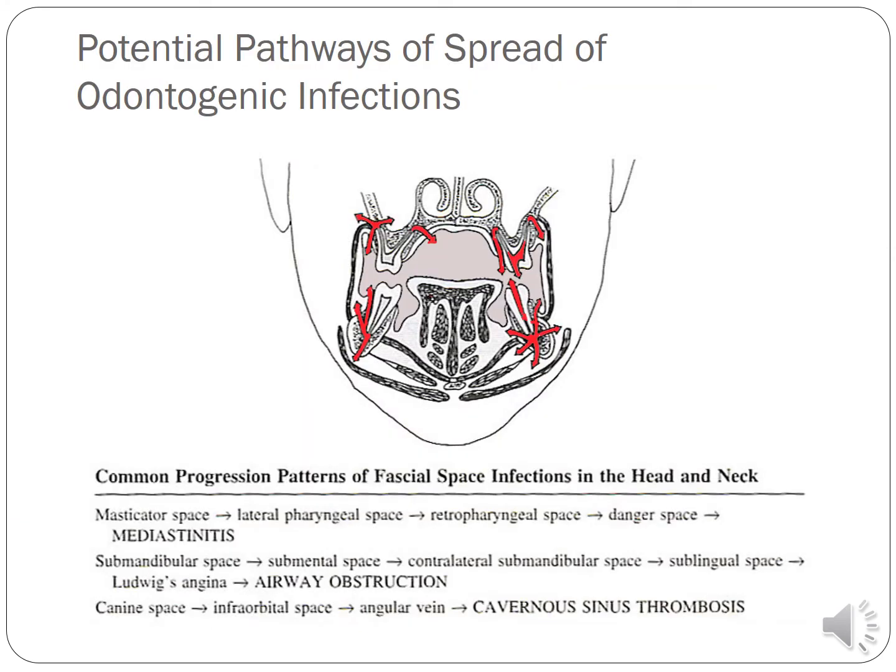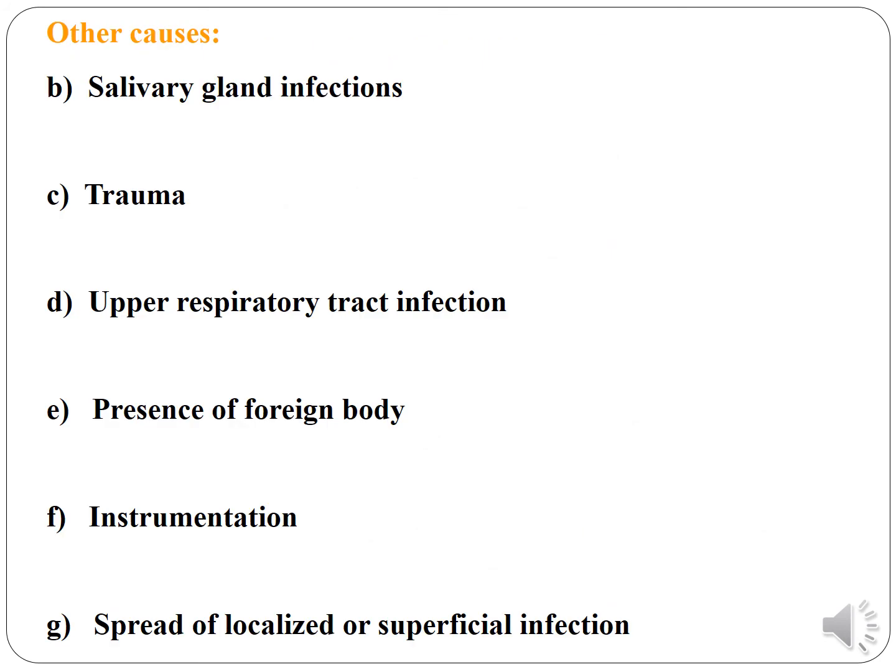The common progression pattern of facial space infection in the head and neck region is that the infection goes from the tooth to the masticatory space, lateral pharyngeal space, retropharyngeal space, danger space, mediastinitis; or submandibular space, submental space, contralateral submandibular space, sublingual space, Ludwig's angina, and then airway obstruction. If there is a canine infection: infraorbital space, angular vein, cavernous sinus thrombosis. Other causes of infection are salivary gland infection, trauma, upper respiratory tract infection, presence of a foreign body, instrumentation, and spread of localized or superficial infection.